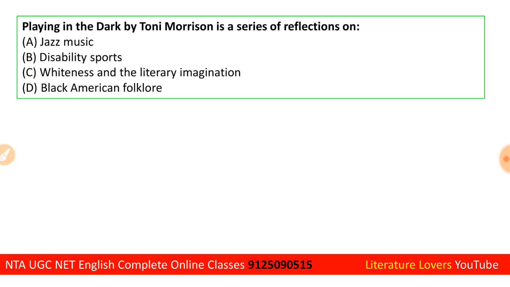So here is the next one. Playing in the Dark by Toni Morrison is a series of reflections on jazz music, disability, sports, or whiteness and literary imagination, or black American folklore? So which one is the correct answer? Do select the right one, please.